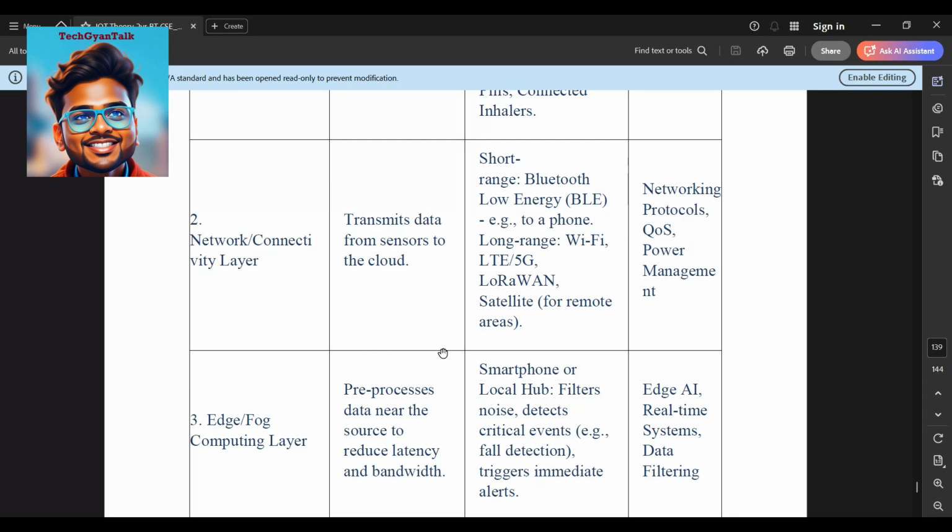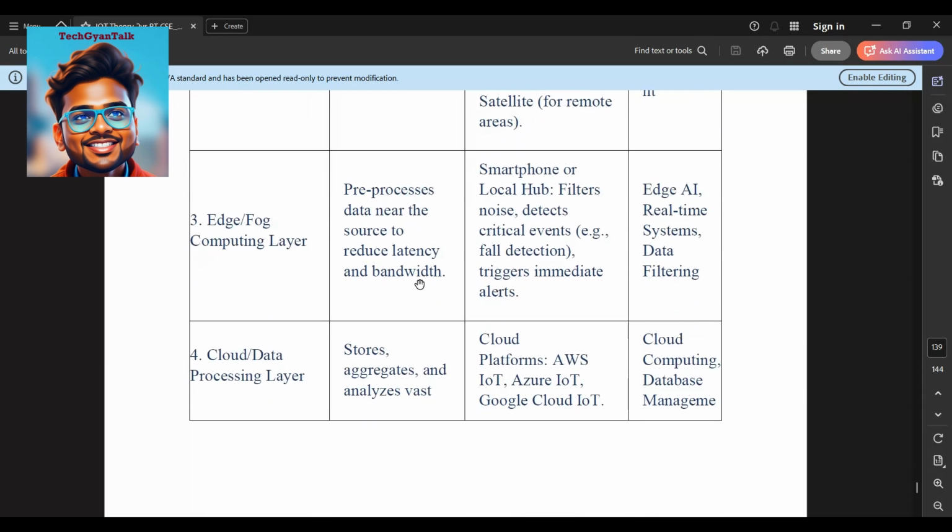Next, the network or connectivity layer. It transmits data from the sensor to the cloud. Short range uses Bluetooth Low Energy, BLE, for example to a phone. Long range uses Wi-Fi, LTE or 5G, LoRaWAN, and satellite for remote areas, with networking protocols, QoS, and power management. The fog computing layer pre-processes data near the source to reduce latency and bandwidth. A smartphone or local hub filters noise, detects critical events, for example fall detection, and triggers immediate alerts.